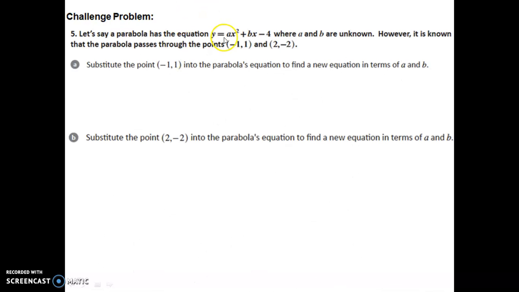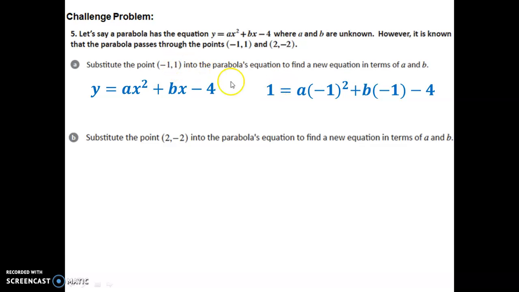Okay, so here's one. It says, let's say we have this parabola, and we're given the c value in this case, but we don't know these a and b values here. This is standard form. We know it passes through these 2 points. First, it says, step 1. Well, we know 1 point, so why don't we take that 1 point and substitute into the equation? So here's our parabola. I'm going to put in that point -1, 1 in there.